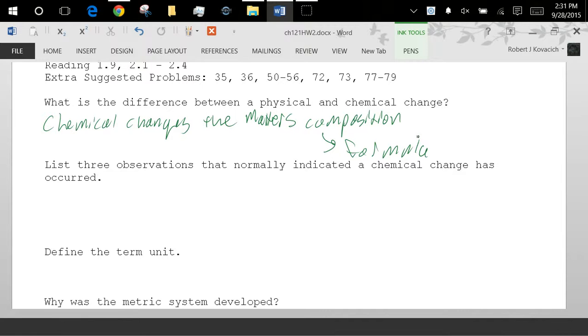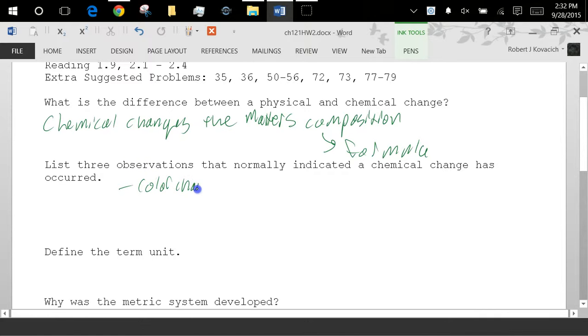What are those three things that let you know that you probably just witnessed a chemical change? Change in color. PPT. Formation of a precipitate. PPT is that abbreviation for precipitate.